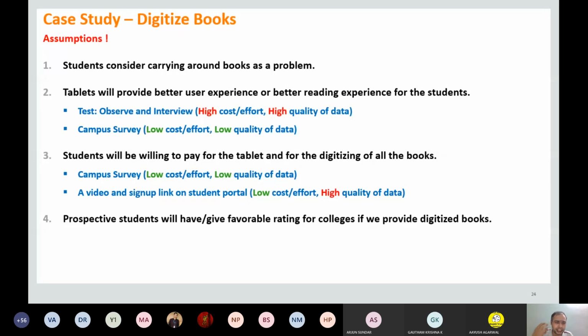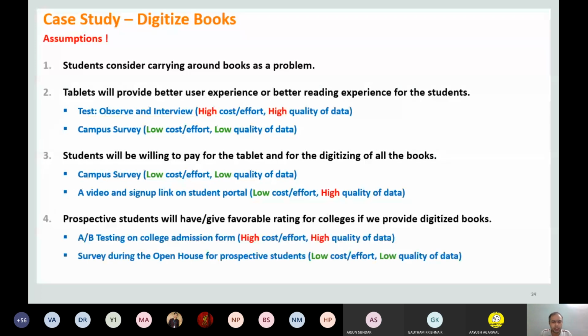But the quality is high, because people know what they can expect from the product. When the customers know what they can expect from the product, the quality of the feedback they're going to give is going to be high. Then prospective students, you can go for the admission form itself, asking whether you're going to like this college because it's giving digital tabs and other things. Otherwise, you can go after opening the college, or do your open house. You can give pamphlets, or a form for them to fill to collect their data. So this is how it will work.